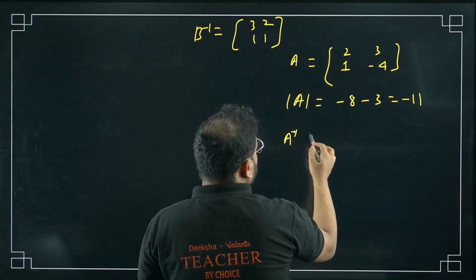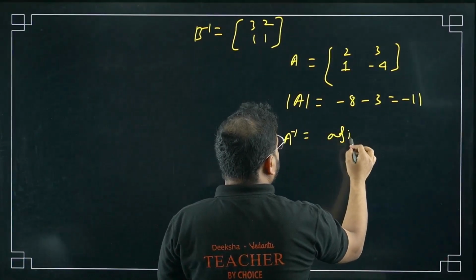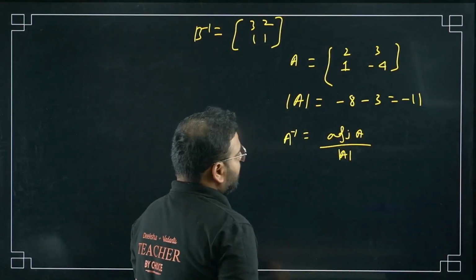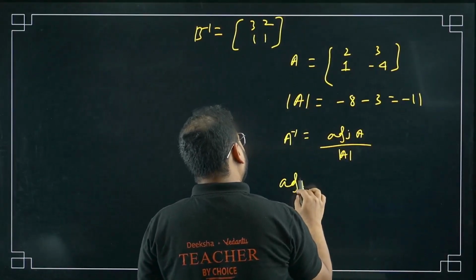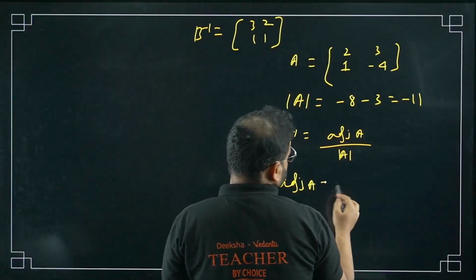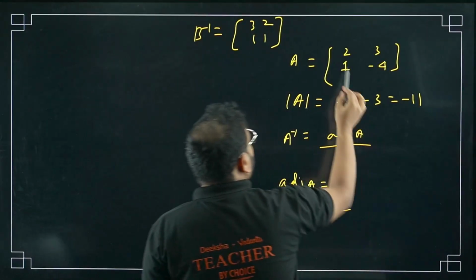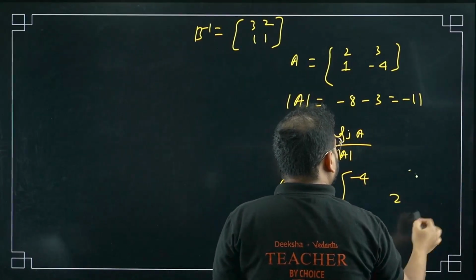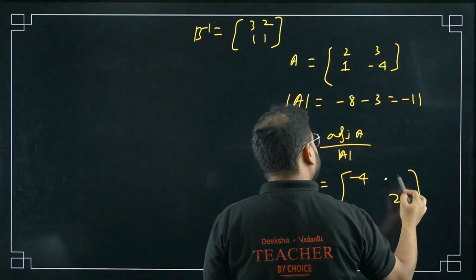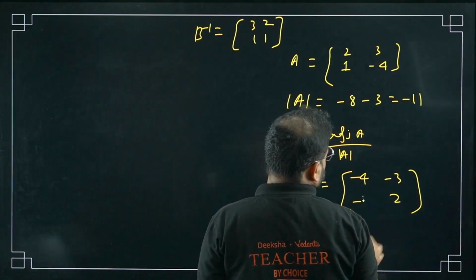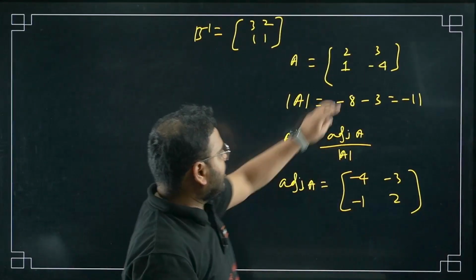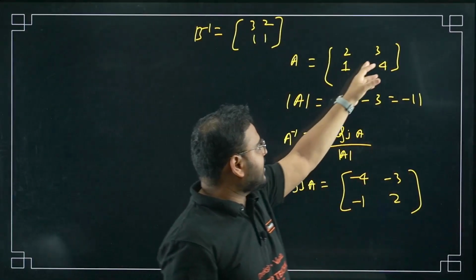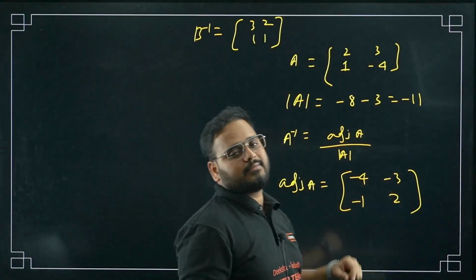A inverse is going to be adjoint of A divided by determinant of A. Okay. So how do you find the adjoint of A, sir? Adjoint of A will be nothing but, have a look. As I said, interchange this value. So minus 4 comes here and 2 comes there, and change the sign. It will become minus 3, and over here I'll have minus 1. I said across the diagonal interchange, minus 4 goes here, 2 comes here, and across the other element you just change the sign.